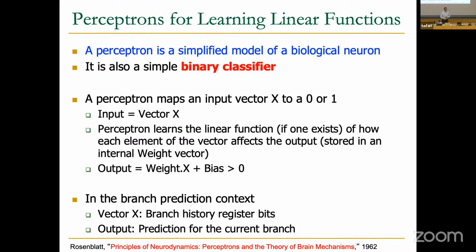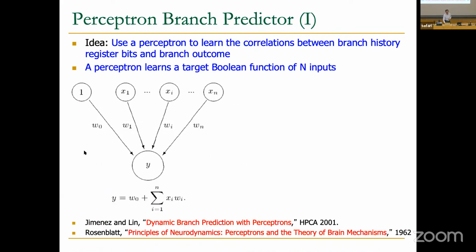Basically, weights are the correlation between the prediction and each of the bits, essentially. So let's take a look at it in a little bit more detail over here, how this perceptron works. The high-level idea is to use a perceptron to learn the correlations between branch history register bits and the outcome of the branch, which is ideally our prediction, right?